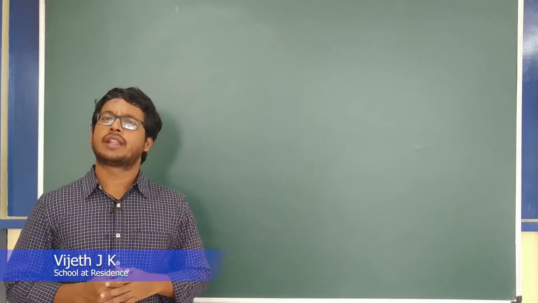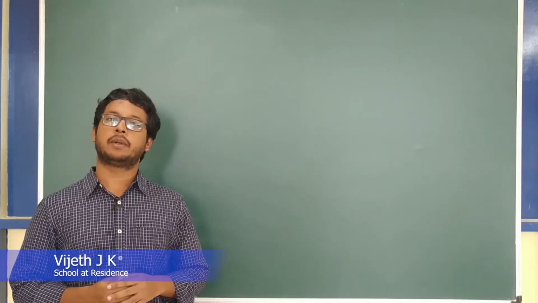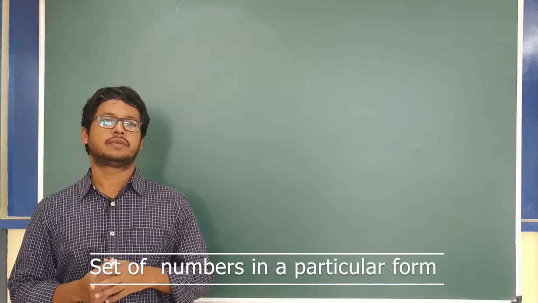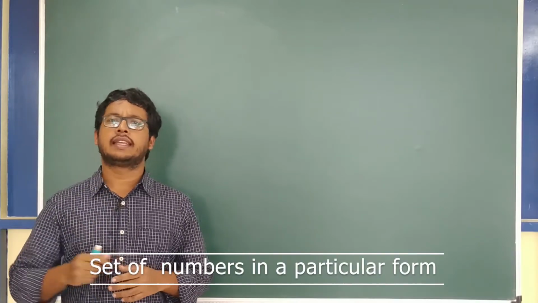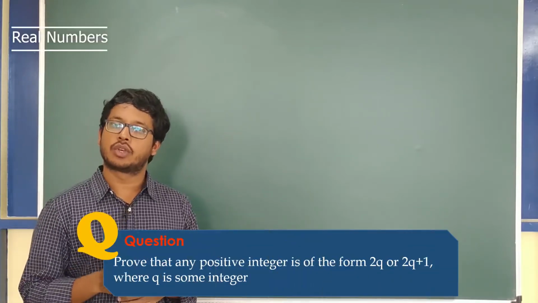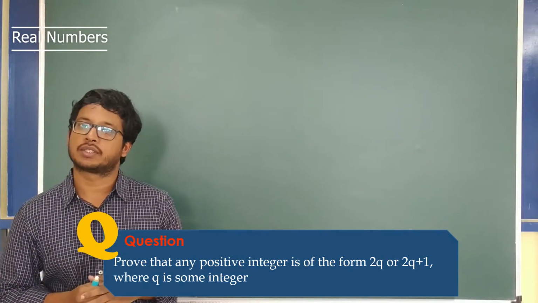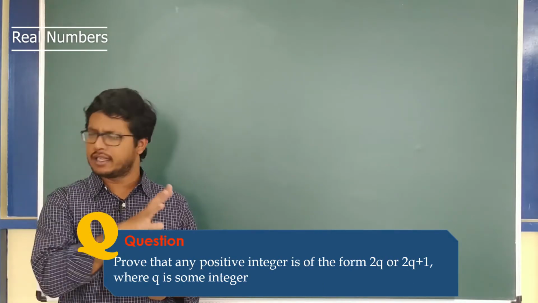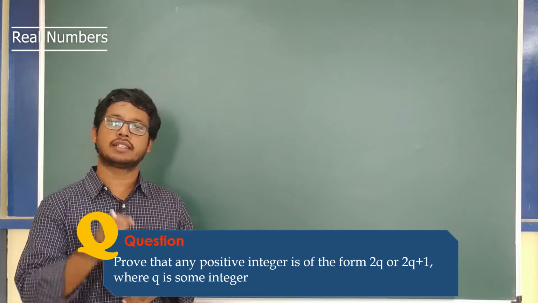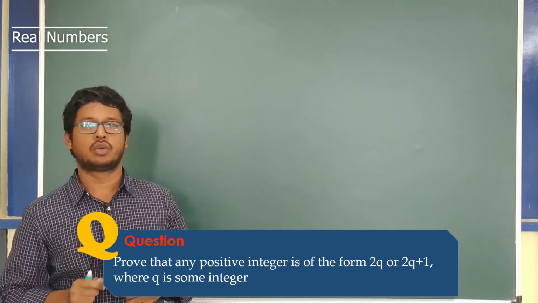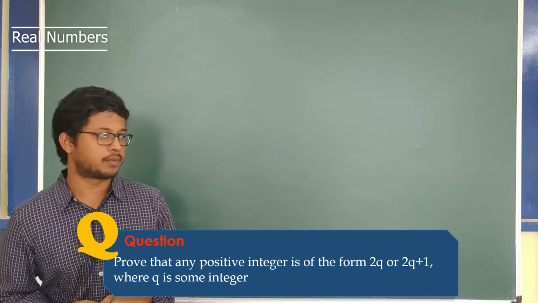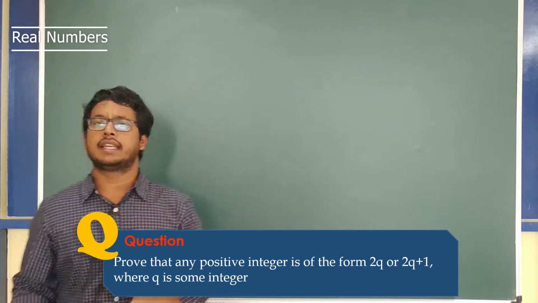In this video we will prove one simple example, where we prove that any integer is of the form 2q or 2q plus 1. Any integer that you take can be written as 2q or 2q plus 1. So, this is what we are trying to prove here. Let us assume any integer a.